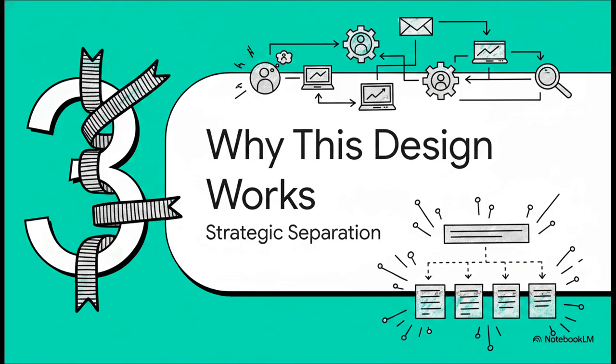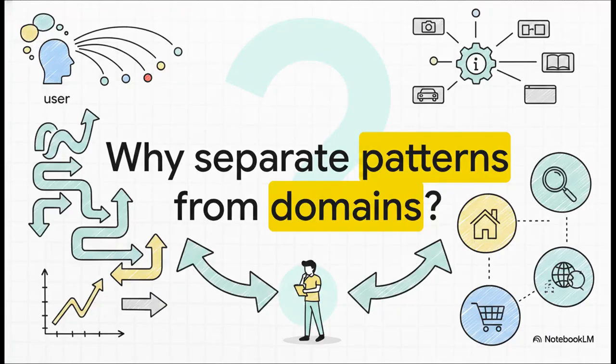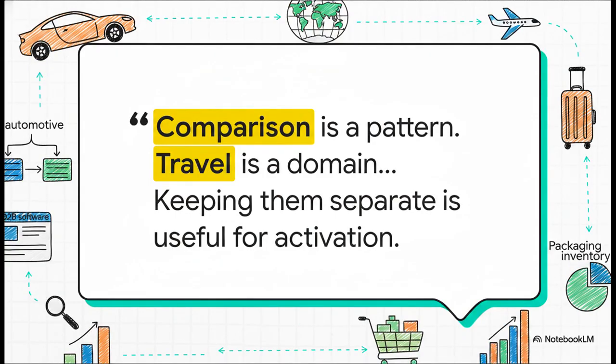All right, so why does this design work so well? Because the real genius here isn't just the list of dimensions. It's how they're structured for us to actually use them in the real world. So let's ask a key question. Why separate the patterns, the behavior, from the domains, the topic? This might seem like a small detail, but for a strategist, this is absolutely crucial. Why? Well, think about it.